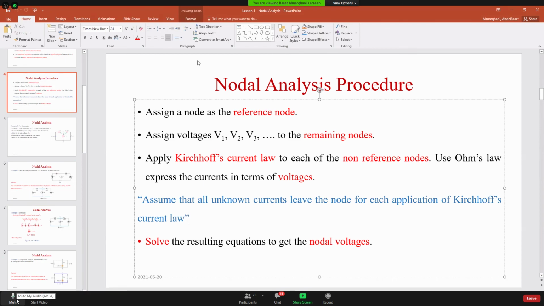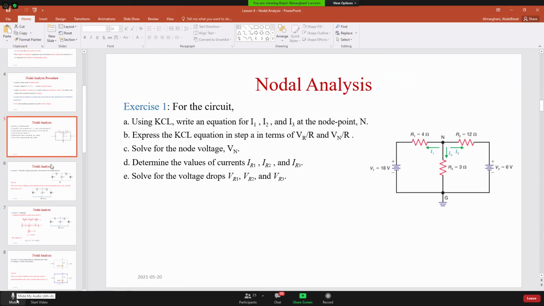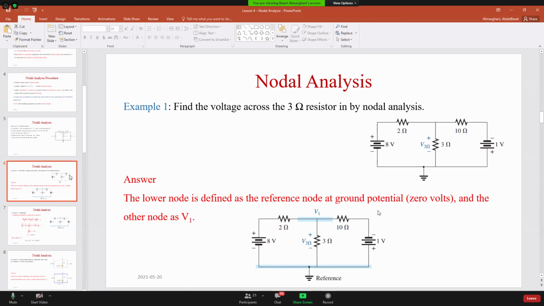Sir, in the circuit, we have V1 up and V0 down. Is it always 0? Can you open the circuit picture? This one? Yes, this one. V1. Sometimes you put a number, but in the reference, you always write V equals 0. So the reference node, we always say it is 0 volt.